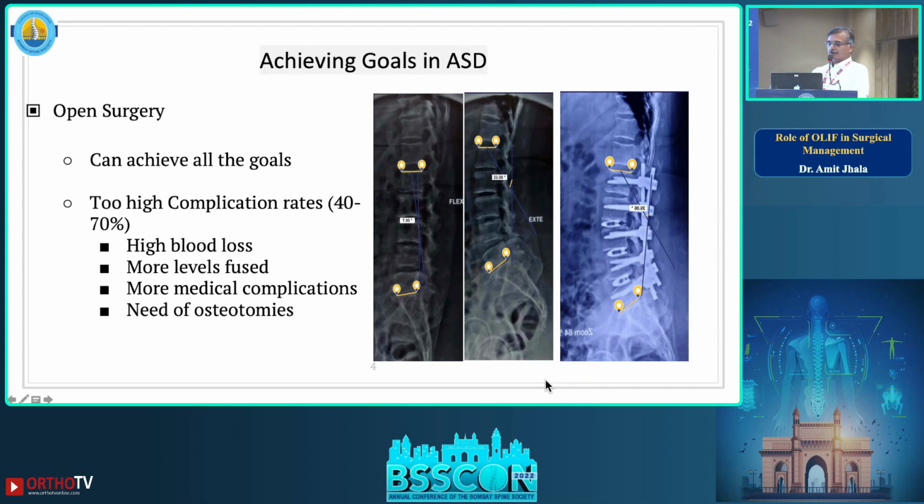And as Dr. Dalvi said, open surgery, yes, it can achieve all these goals. Definitely, and we were doing this and we are doing it even today, not all the patients by OLIF. But there is too high a complication rate. If you want to do an anterior fusion at all the levels, like in this case, if you want to do a TLIF at all the levels to get a good lordosis, because each segment you need to do an anterior fusion to get this lordosis. So there is high blood loss, more levels to be fused. There can be more medical complications. There is a need for osteotomies in rigid cases.